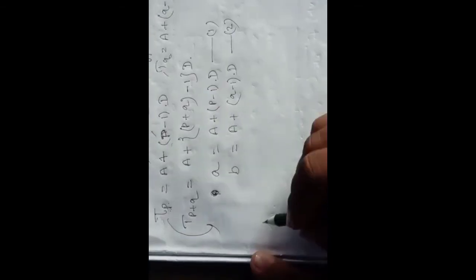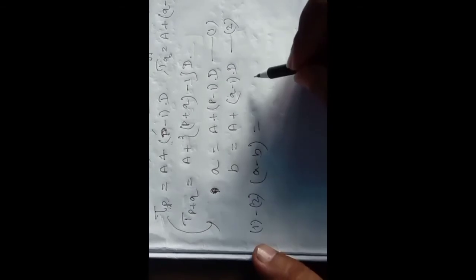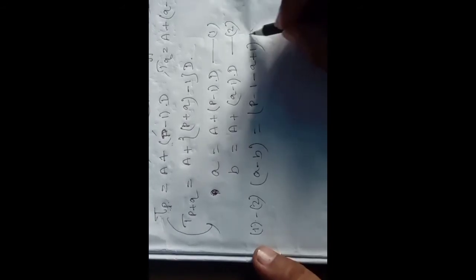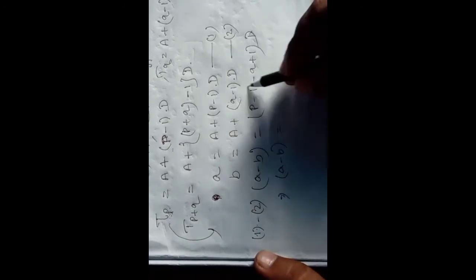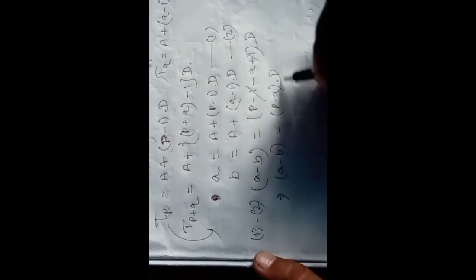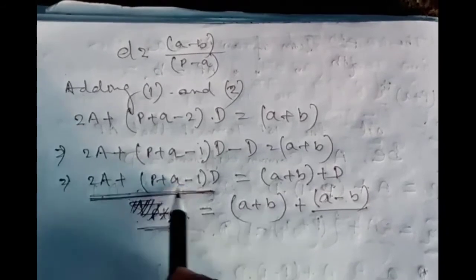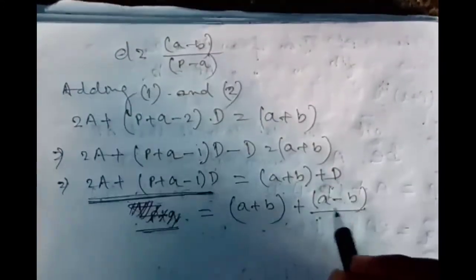Equation number 2. Now 1 minus 2, if we do that, a minus b is equal to (p minus 1 minus q plus 1) into D, okay. So here a minus b is equal to, 1 cancelled, (p minus q) into D. So D is equal to (a minus b) by (p minus q). We get, so here 2A plus (p plus q minus 1) into D is equal to a plus b plus D. Now putting the value of D, a plus b.